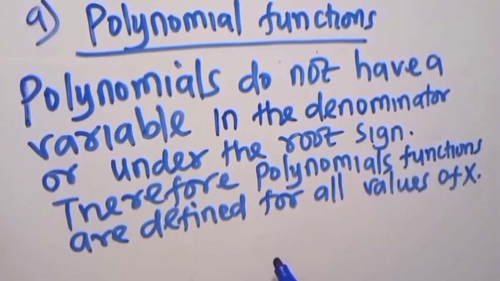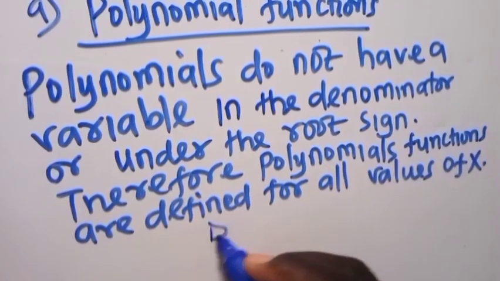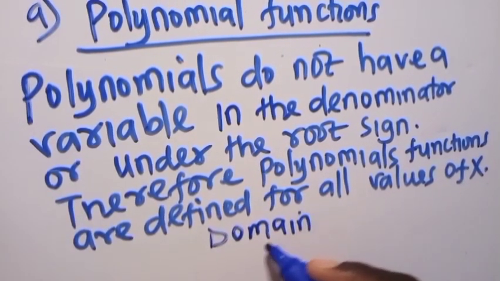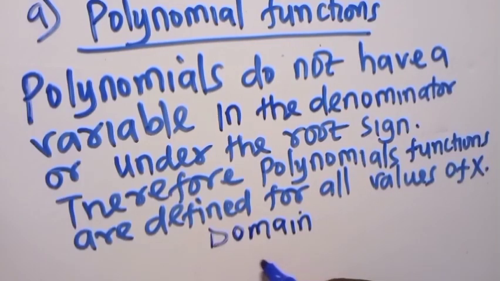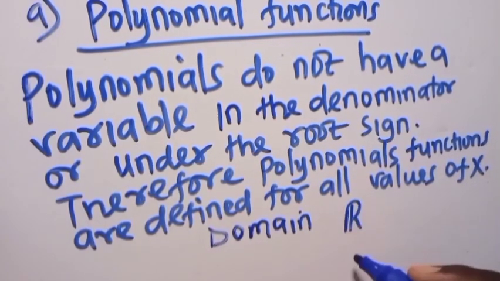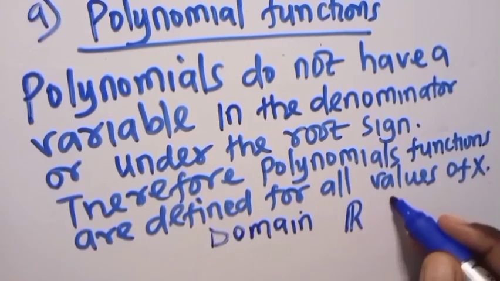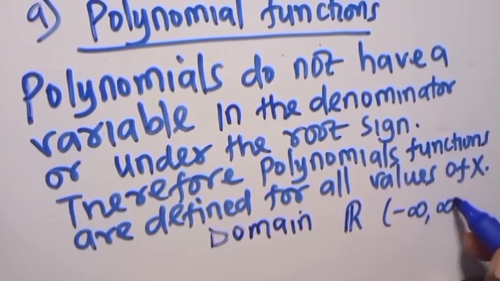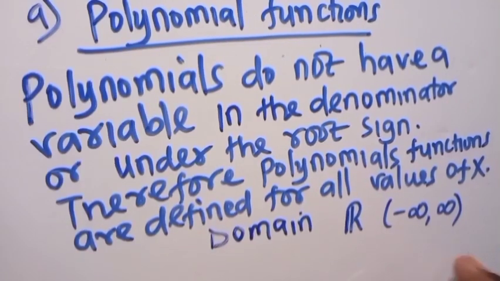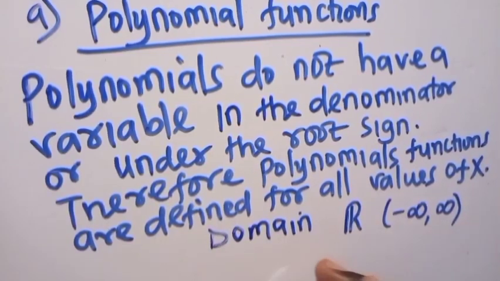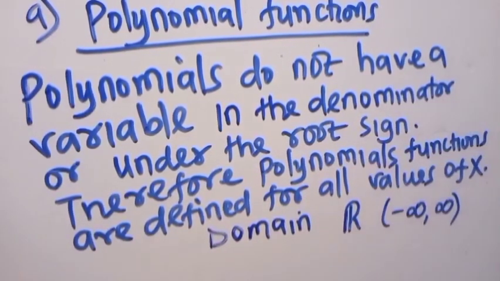And therefore, the domain of polynomial functions is just all real numbers. That is from negative infinity to positive infinity. It is the set of all values of x. That is the domain of polynomial functions.